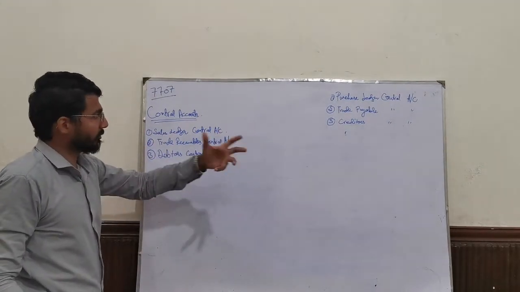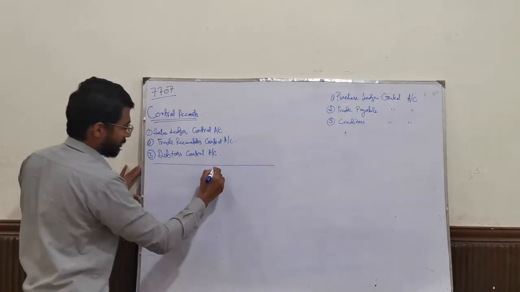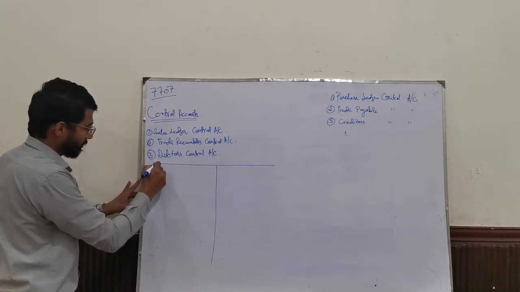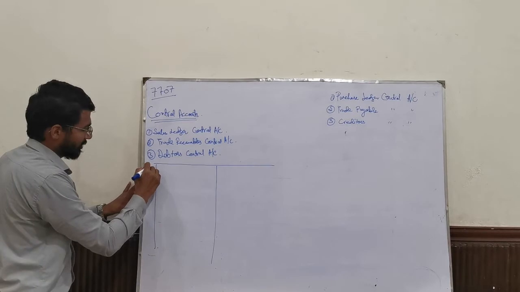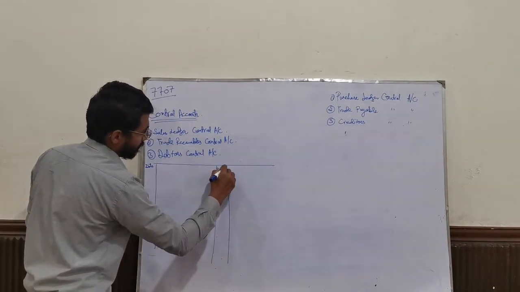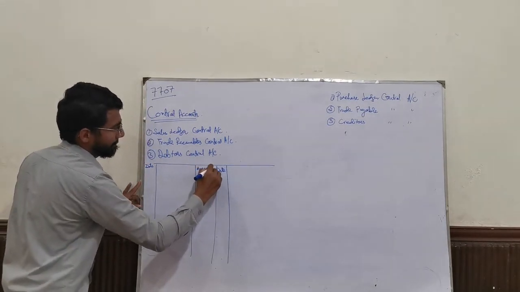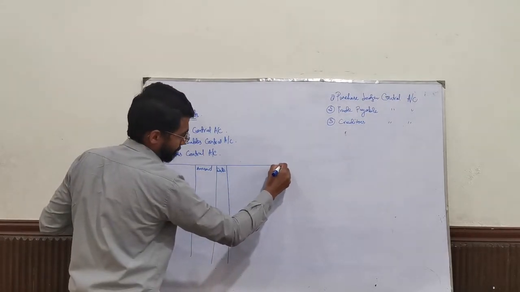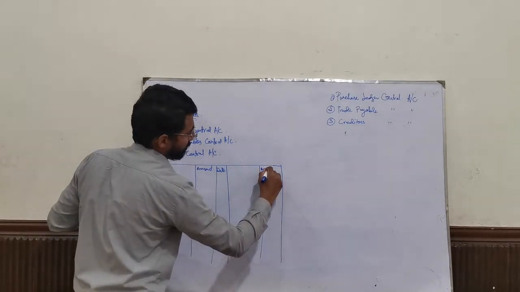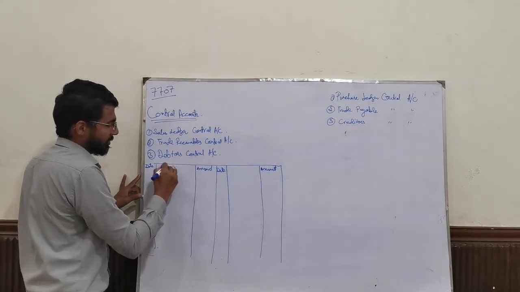After this, I am going to make a generic format of these. In a sales ledger control account, or debtors control account, this column would be used for date, this for amount, and this one is for the details or the particulars.